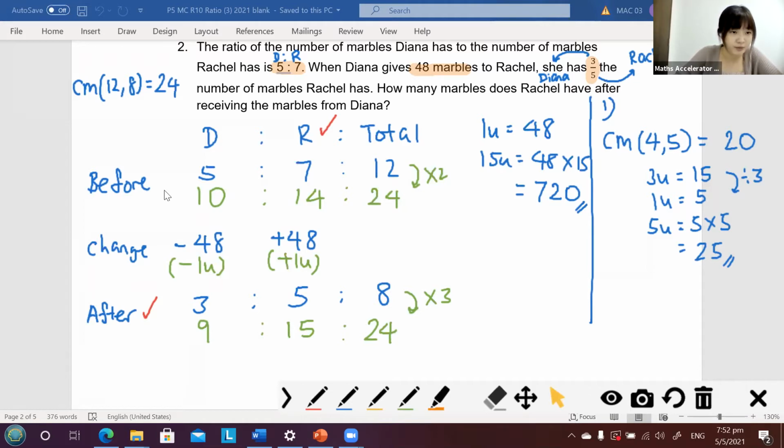Okay, no problem. Why do we have to use 15 units? Because 5 units is in the ratio that's not correct. You see, 3 to 5 to 8. This is 5 to 7 to 12. The total isn't the same. We must use the ratio that the total is the same. Because this question tells you that total is unchanged after Diana gives 48 to Rachel. So 24, 24, the green ratio is the one we're looking at. So instead of 5, we should be looking at 15 units.